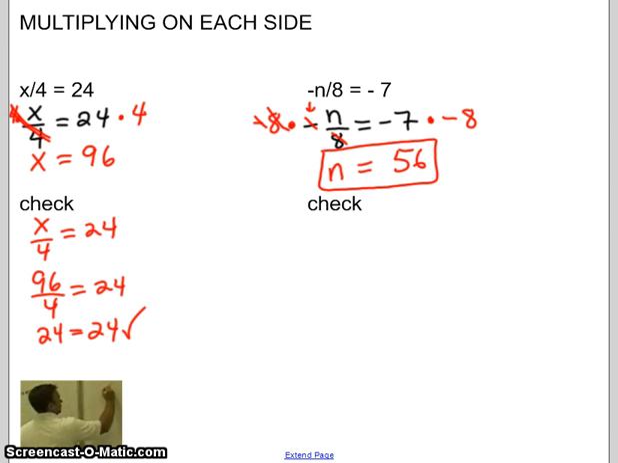Let's sub it in. Negative n over 8 equals negative 7. We got 56 for n, so I'm just going to sub that value in. Negative 56 divided by 8 is negative 7. And we get negative 7 equals negative 7.